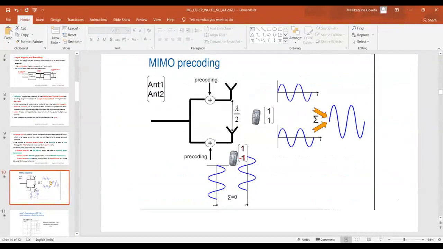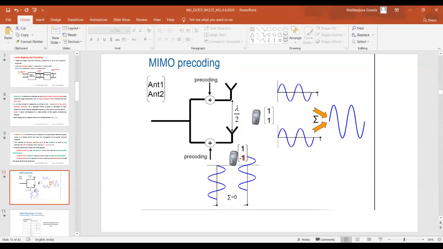As I said, the output of layer mapping goes to the pre-coding process. Here I have taken an example. Depending upon the type of MIMO mode of operation, whether it is single antenna, two antenna or 4x4 antenna, the processing will be done accordingly, either by fixed or codebook code word. I have taken an example of two antennas.